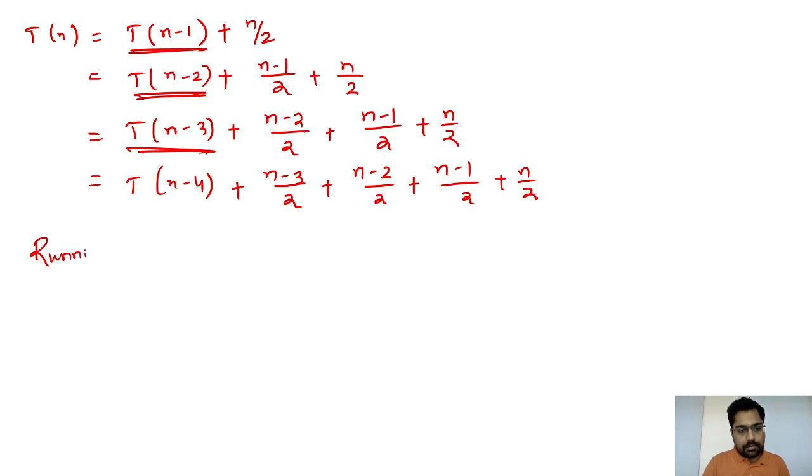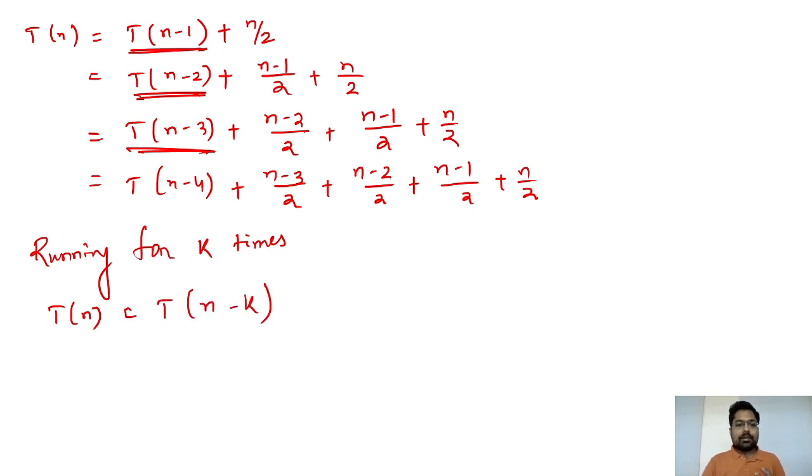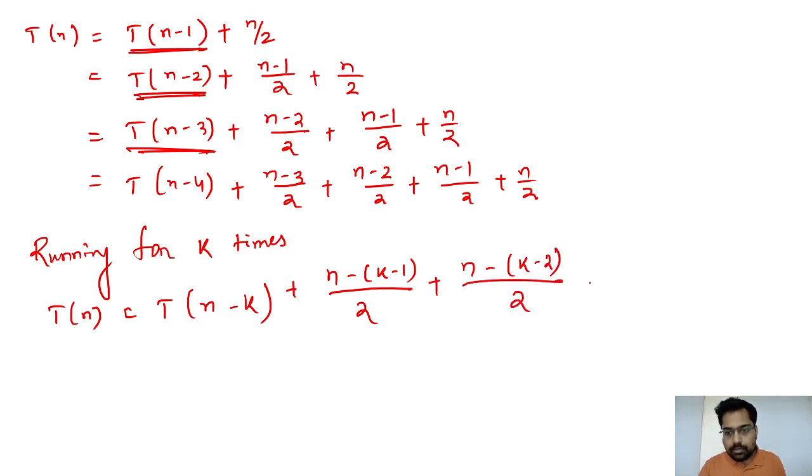Running for k times, somehow we are finding a pattern. When you are running for k times, that could be rewritten as follows. Suppose I am writing n minus k. If you are deciding this 4 value is k, then 3 is there, so the immediate one will be n minus k minus 1 by 2. Next immediate will be n minus k minus 2 by 2. So like that we can write up to n minus 1 by 2 plus n by 2. Clear? That is too easy now.